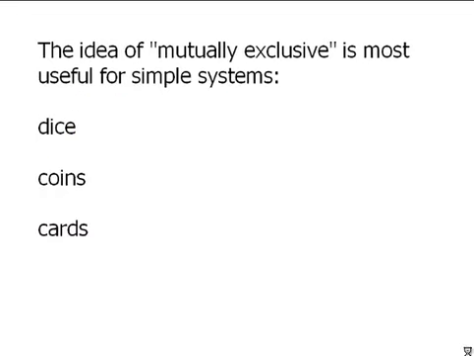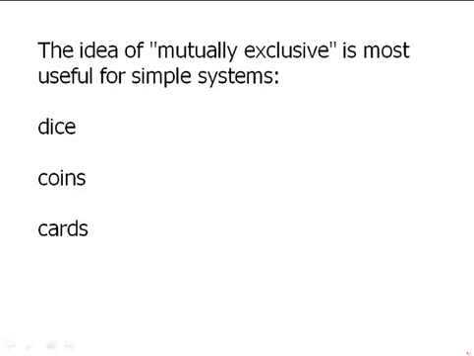Well, this is a distinction that is most useful for very simple systems. Dice, coins, cards. So for example, with a die, if I roll one die, I could get a 2 or I could get a 3, but getting a 2 and a 3 at the same time, those two are mutually exclusive. That's just not going to happen. If I pick a card out of a deck, it could be a spade, it could be a club, but there's no way that it's going to be both a spade and a club at the same time. Those two are mutually exclusive. So that's the type of scenario where mutually exclusive shows up.